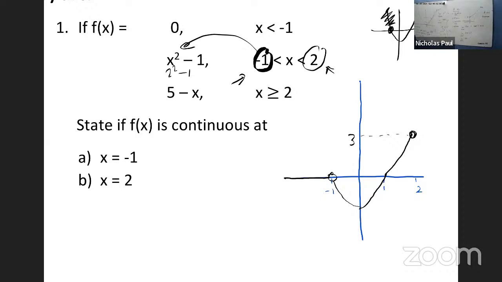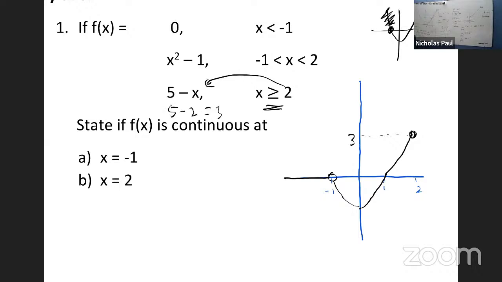Have a little look. It's defined here when x is 2, right? So when x is 2, plug in 2 here, 5 minus 2 is 3. So therefore, what do I do with this hollow circle here? I'll have to pull it up and then go down. So that there is your piecewise function for this f of x.